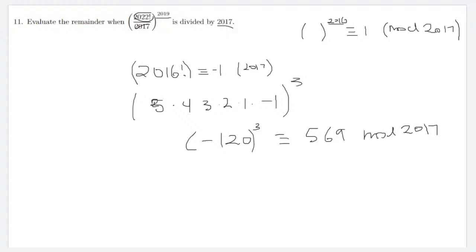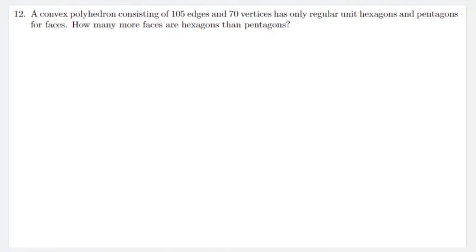Okay, on to number 12. So number 12, very interesting shape. So the first thing you'll need to know is this principle that for any convex polyhedron, the number of vertices minus the number of edges plus the number of faces is 2. So we can solve this, and we know then that the number of faces is 37. At any vertex, 3 faces must meet, because these are all hexagons and pentagons, right? You can't have 4 pentagons meeting at a face.